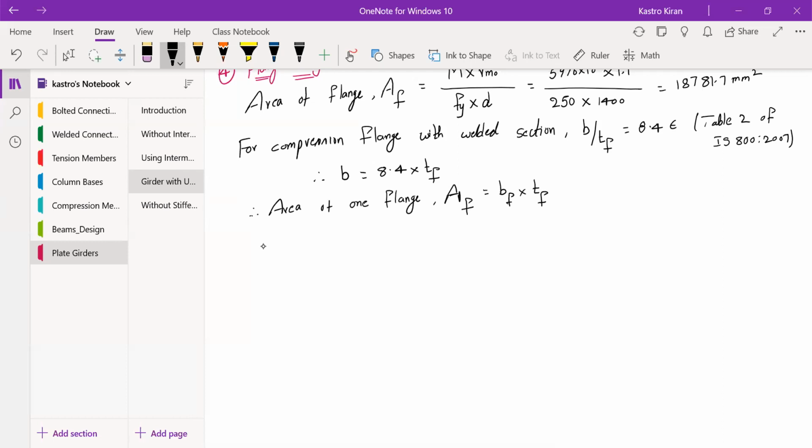Here, the width of flange, you don't know the width of the flange value. What you know is B. Don't confuse B and BF. They are completely different. So B is completely different from BF. What is the value of BF? It is taken as 2 times of B. The value of BF, that is width of the flange, is taken as 2 times of B into TF. So that equals 2 times of B. What is the value of B? It is 8.4 into TF.